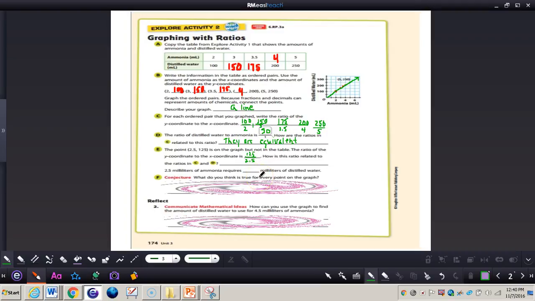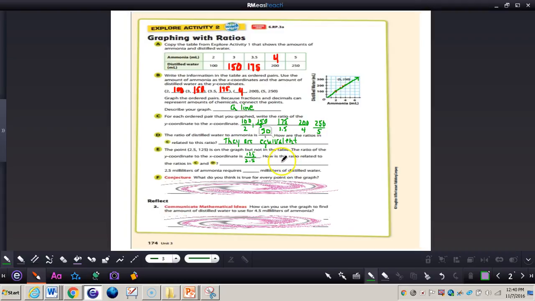Now we can answer the question, how is this ratio related to ratios C and D? And we could see they're related to C and D, once again, because they are equivalent. Because if we were to reduce this down to a unit rate, it would also be 50-to-1 as well. Okay, so we could write, same thing we did for letter D. I won't write it in here, but you can write the same thing. I just don't have any room. They are equivalent.